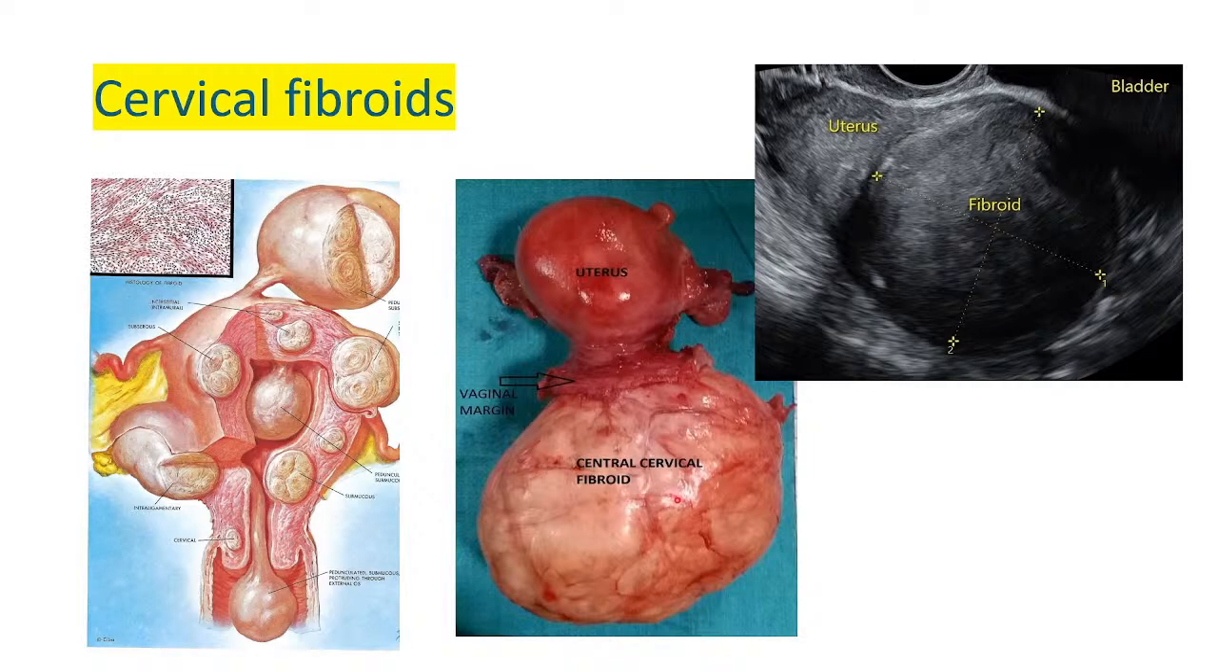So on ultrasound, this fibroid, you can see how it appears with our uterus there, and you can see there's a huge fibroid that we have here. So this is a type of cervical fibroid.